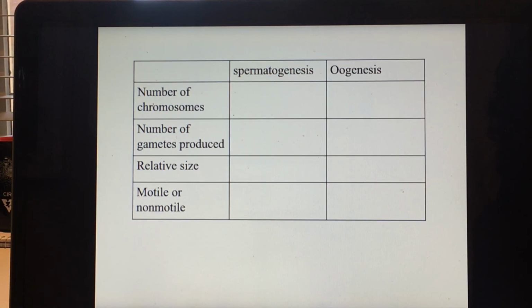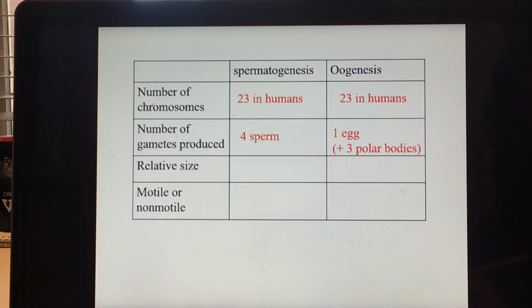So let's compare spermatogenesis and oogenesis. Spermatogenesis is production of the sperm, and oogenesis is production of the egg. The chromosome number is exactly the same within a species in sperm versus the egg. In humans, sperm have 23 chromosomes and eggs have 23 chromosomes. In terms of the number of gametes produced, sperm production produces 4, and in egg production you have 1 egg and 3 smaller cells called polar bodies. The job of the polar bodies is to just break down after removing excess genetic material.